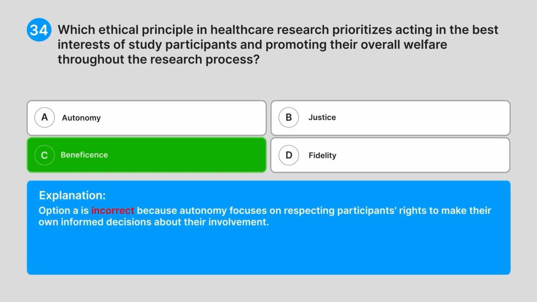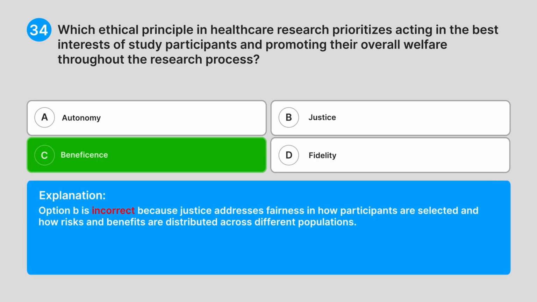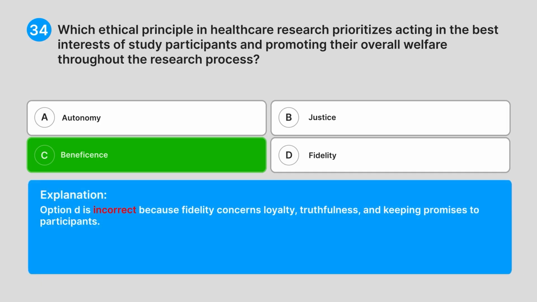Option A is incorrect because autonomy focuses on respecting participants' rights to make their own informed decisions about their involvement. Option B is incorrect because justice addresses fairness in how participants are selected and how risks and benefits are distributed across different populations. Option D is incorrect because fidelity concerns loyalty, truthfulness, and keeping promises to participants.